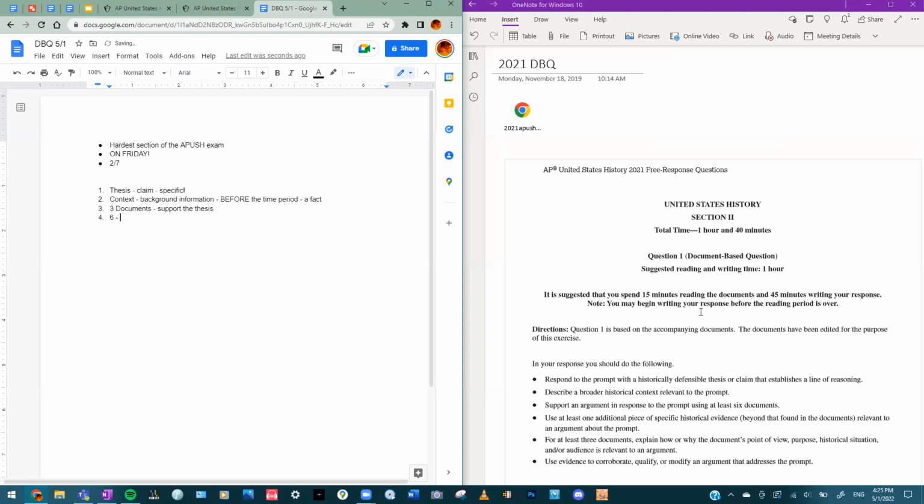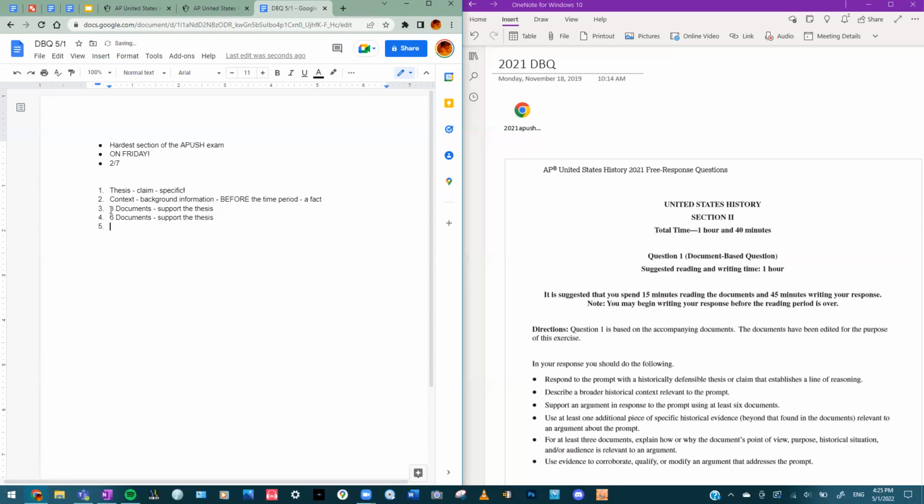But you can get a 4th point if you use 6 documents. That's what's a little bit strange about this. And there are 7 documents, remember? So it's in your best interest to use all 7. That way, if you mess up one, you can still get both of these points. So you don't want to aim for just 1 point. Why would you want to do that? So you should use all 7 documents, and then you can get both of these points. And still, they must support the thesis.